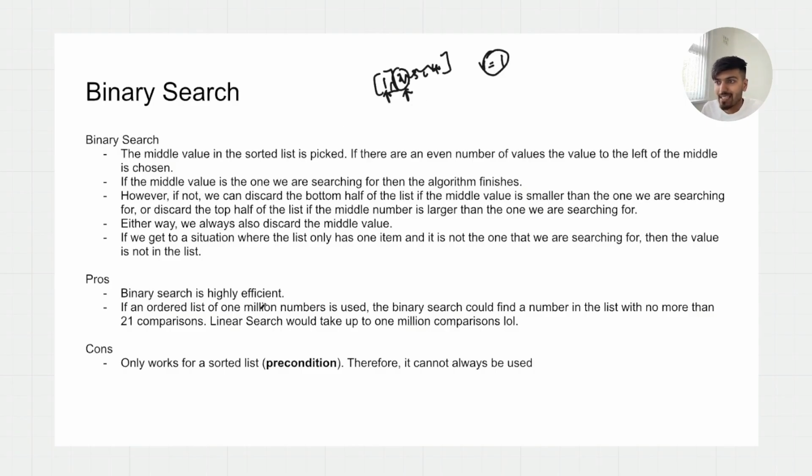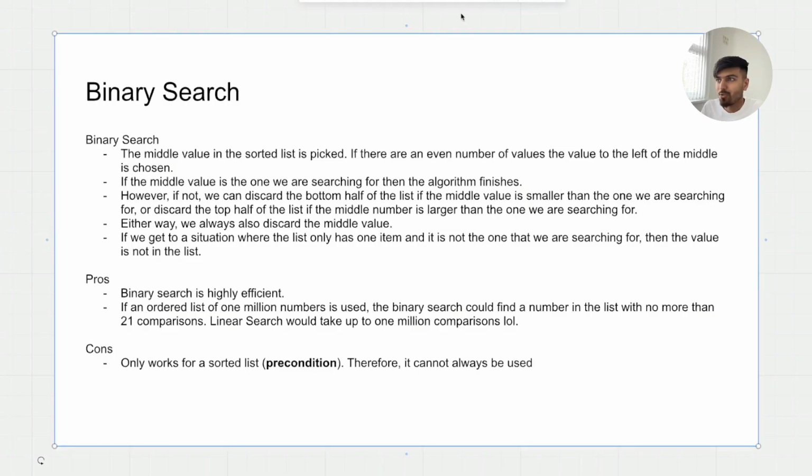The pro of this is that it's very efficient, and if an ordered list of 1 million numbers is used, we'll find it in no longer than 21 comparisons, whereas linear search would do the same thing in 1 million searches. So this just goes to show that this is a very efficient algorithm. However, it only works with a sorted list. So if you think about it, you have to use a sorting algorithm first and then use binary search. Maybe it's the same as linear search. Might as well use linear search because you don't need to use a sorting algorithm. But yeah, that's something you can say.